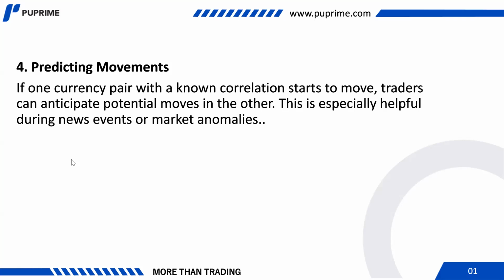So we are predicting movement. When one currency pair with a known correlation starts to move, a trader can anticipate potential movement.